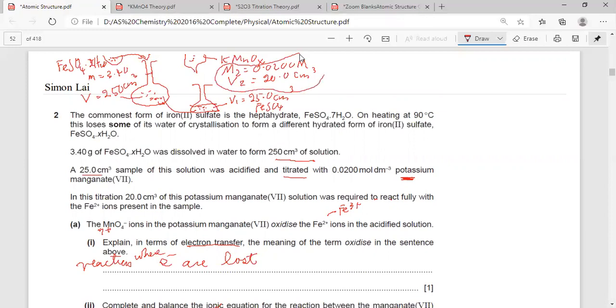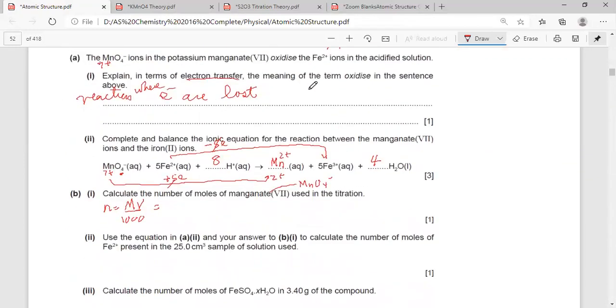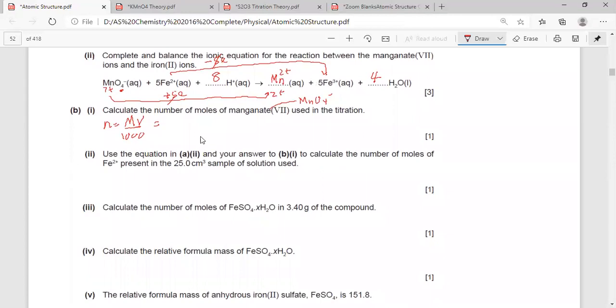20 and 0.02. So it's 0.02 times 20 over 1000. Cancel, times 4, so 0.0004 moles. Let me check. Yeah. So 0.0004 moles.